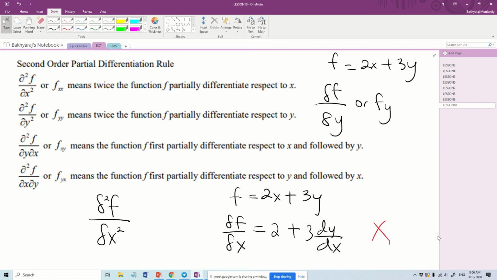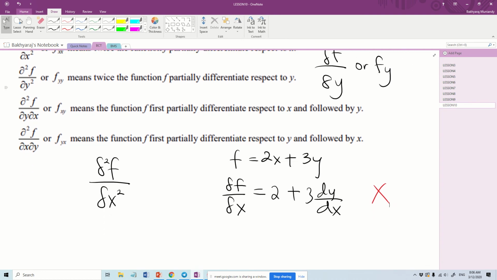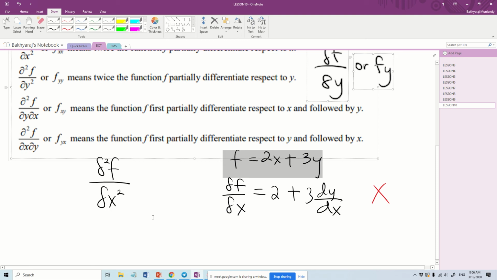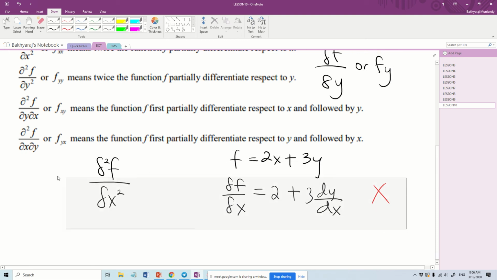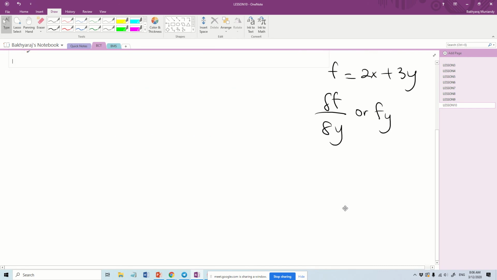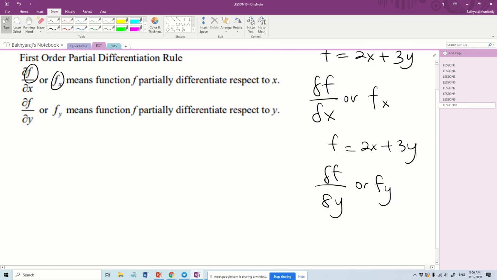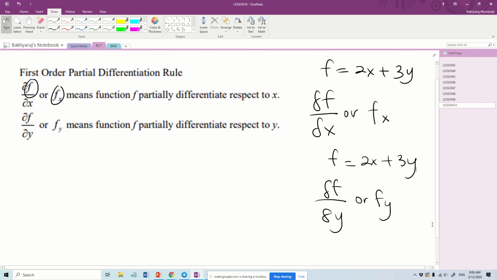Okay, so I think better I talk about the first order before I go for the second order. Nobody remembers, so I think I need to go with the first order before I go for the second order. So let me erase this first. Okay, so I talk about the first order first. Now let me give you some examples. Example 1.